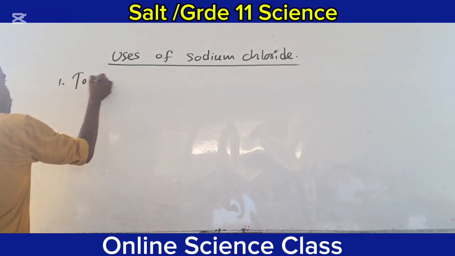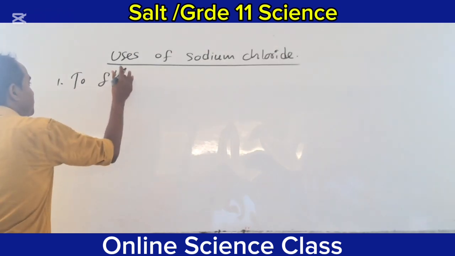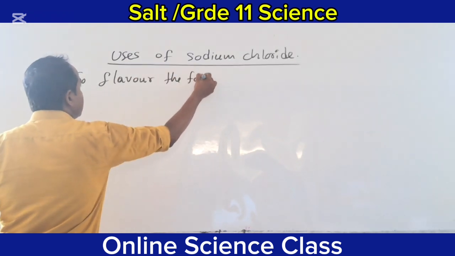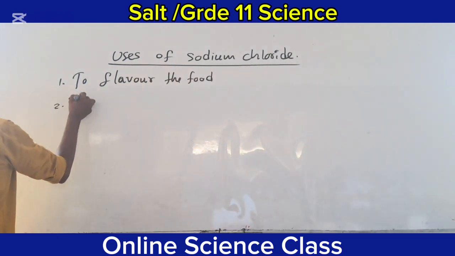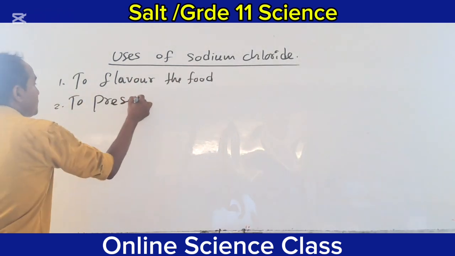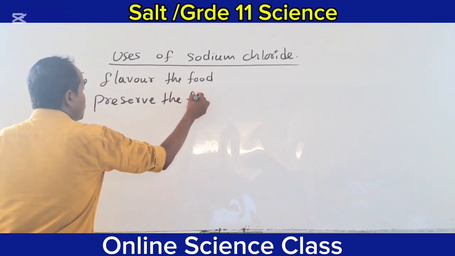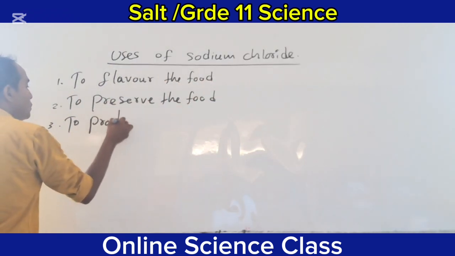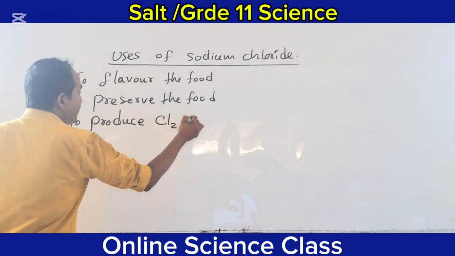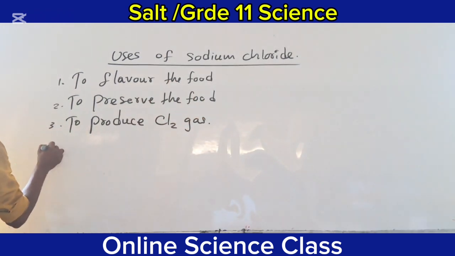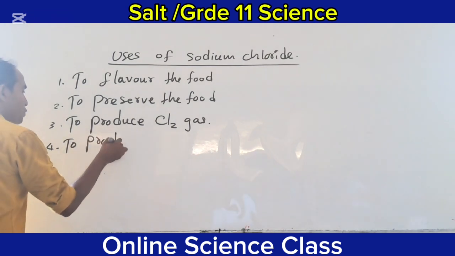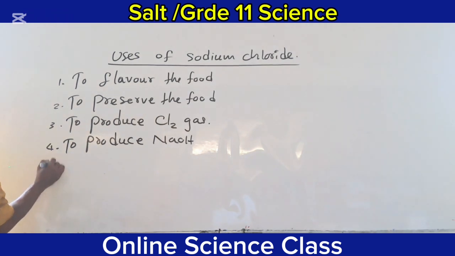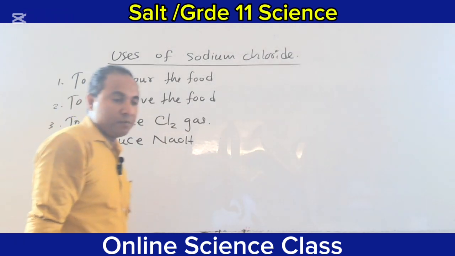First one, to flavor the food. Second one, to preserve the food. Next one, to produce chlorine gas. Next one, to produce sodium hydroxide.